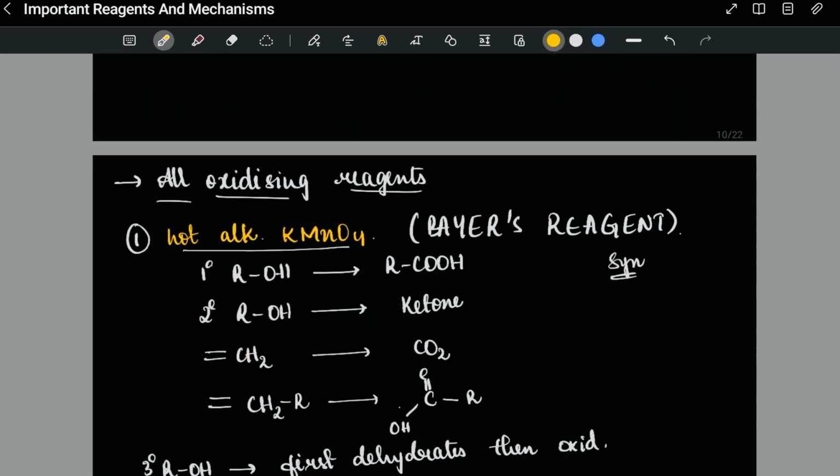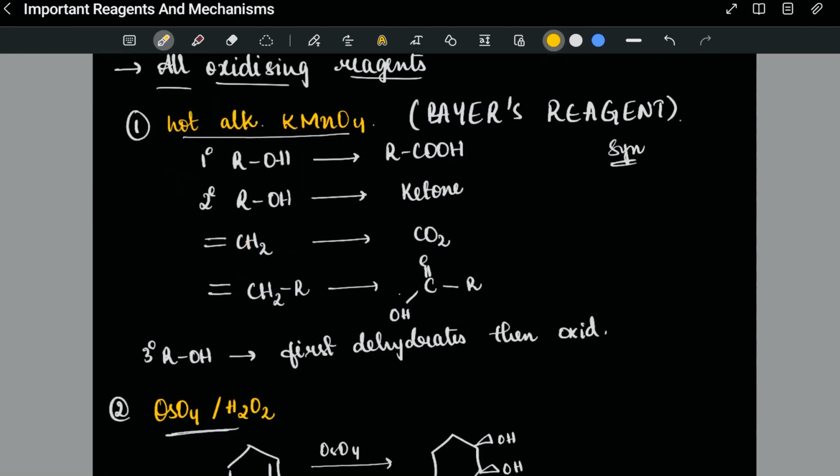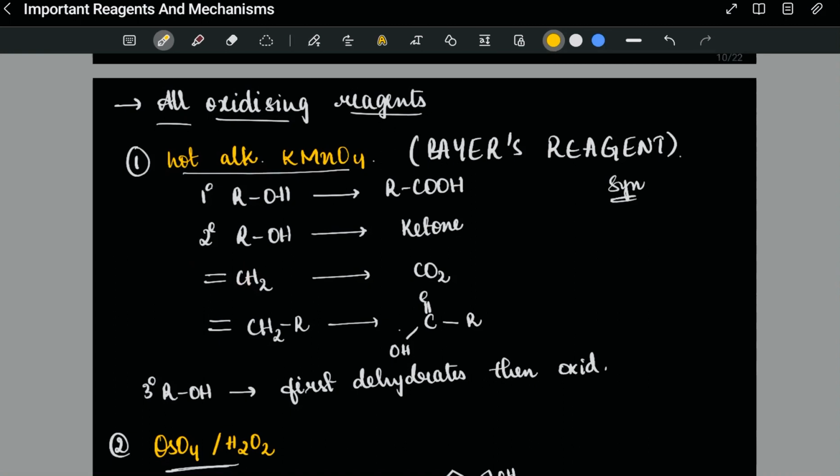Now, we completed reducing agents. In the next video, we will see oxidizing agents and the rest of the reagents. Thank you.